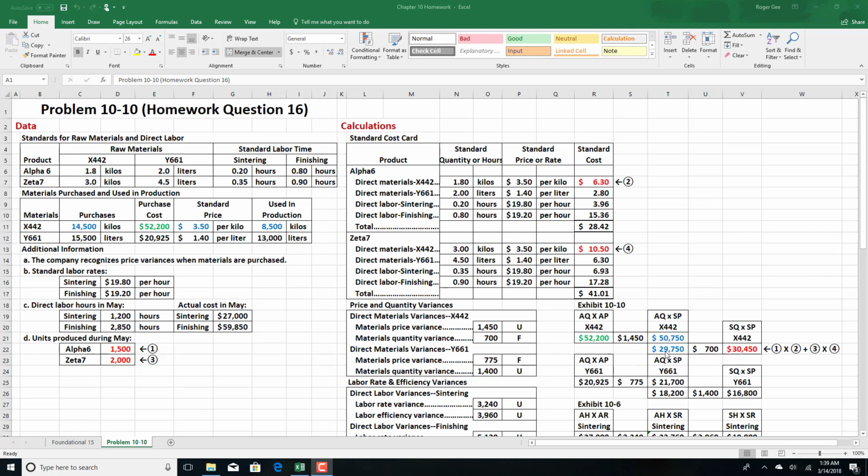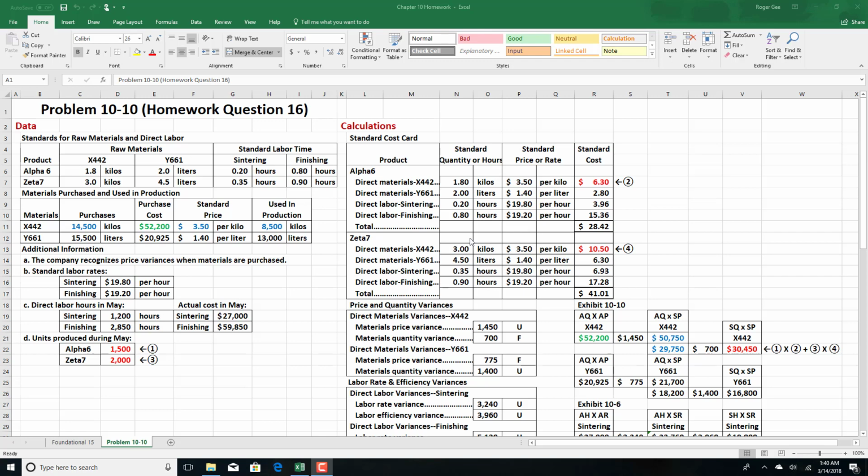So here we go. Here's the amount used in production. Here's your actual quantity, and there's your standard price again. So that's where we get that figure. And then this is a little tricky right here. The standard quantity times the standard price. And so we'd create this standard cost card right here.